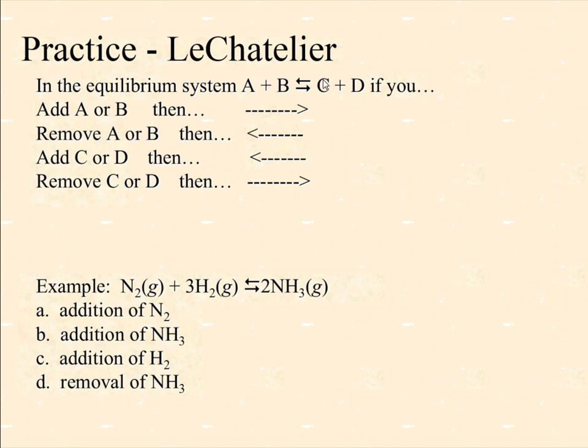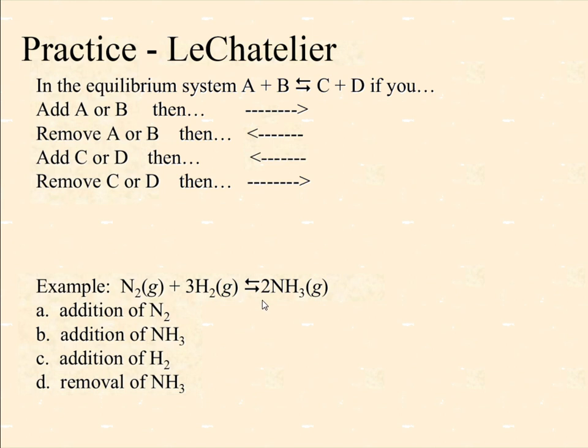If you add C or D to the system, you will try to make more B and A to reestablish equilibrium. If you remove C or D, your system will try to replace C and D in an attempt to reestablish equilibrium.